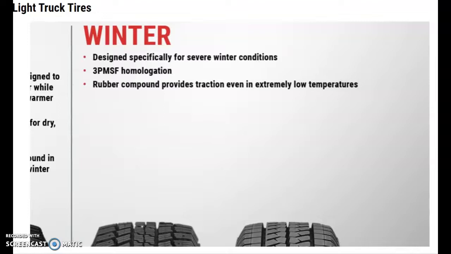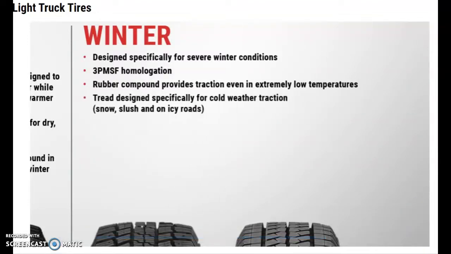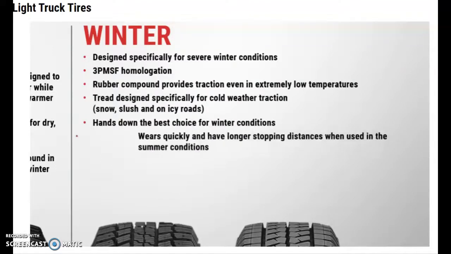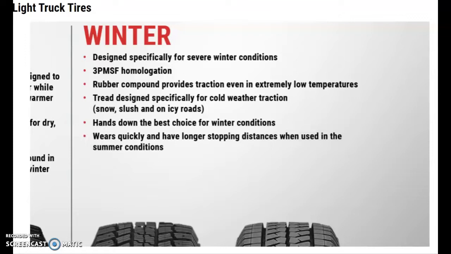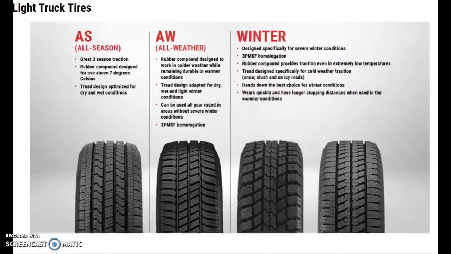Winter tires are designed specifically for severe winter conditions. The rubber compound provides traction even in the coldest temperatures. The tread is designed for traction in snow and slush, as well as on icy roads. They are hands down the best choice for winter conditions, but it's important to note that they wear quickly and have longer stopping distances when used in warmer conditions. These tires will also sport the 3PMS symbol on the sidewall.